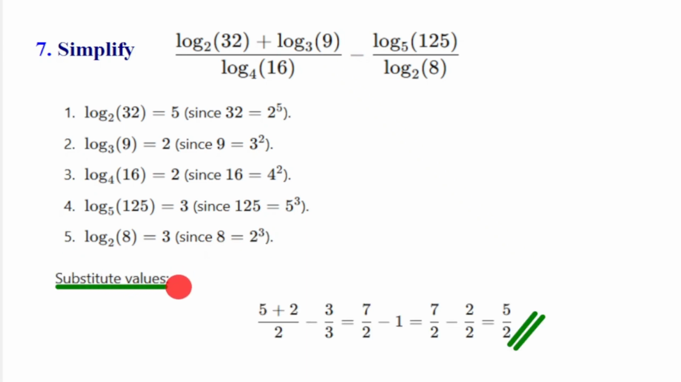Then substitute the values, we get 5 plus 2 over 2 minus 3 over 3, which is equal to 7 over 2 minus 1. So the answer is 5 over 2.